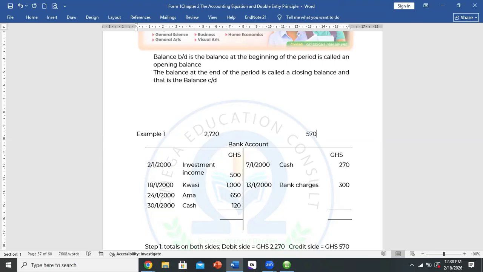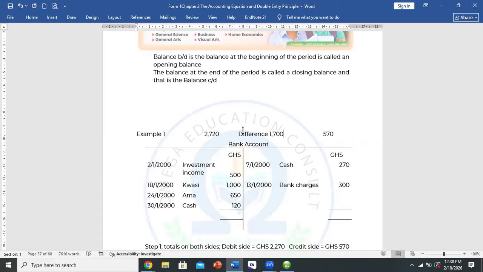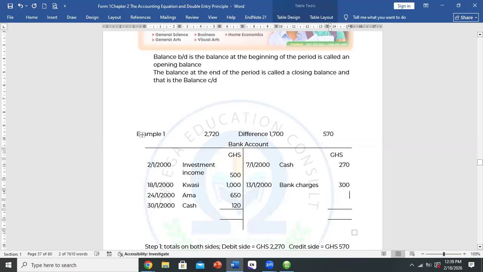The second step is to get the difference, which means subtract the smaller from the bigger. So what will be the difference? Those with a calculator, I think that is 1,700. So you see this difference, we are saying put it at the smaller side, and obviously this is the smaller side, where the figure is smaller. So put it there, and call it balance carried down, or balance c/d.